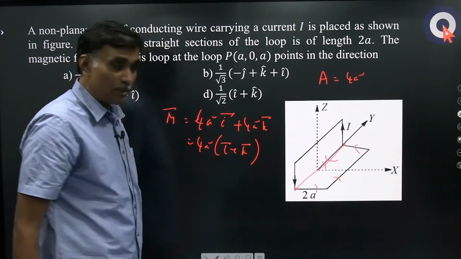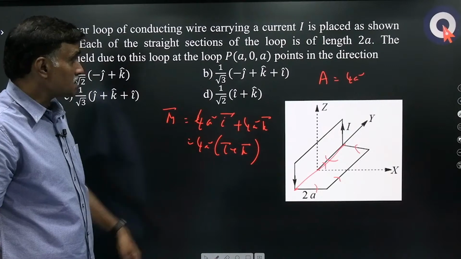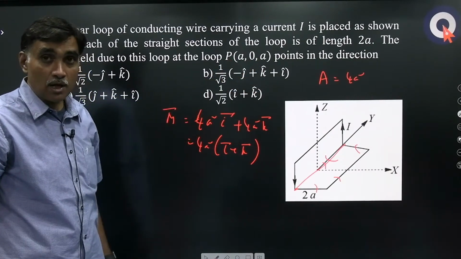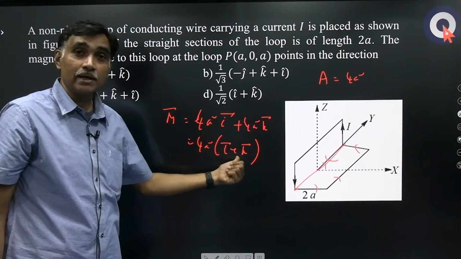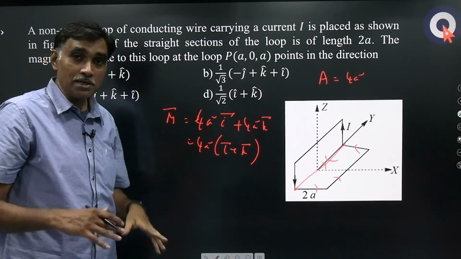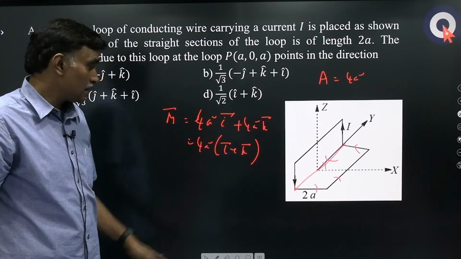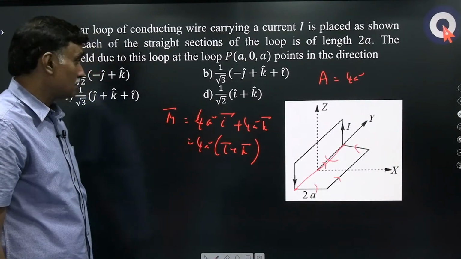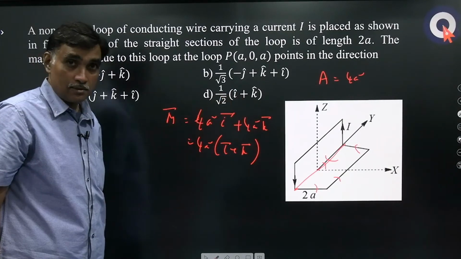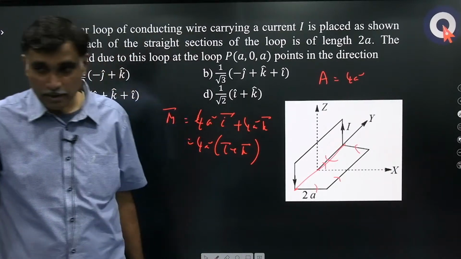So that is the magnetic moment, and they are asking the magnetic field at (a, 0, a). So (a, 0, a) is on the axial line for this magnet, with moment I bar plus k bar. So on an axial line, what is the direction of the magnetic field? It is parallel to the magnetic moment. So it is along I bar plus k bar, so it is (I bar plus k bar) by root 2. That is the direction.